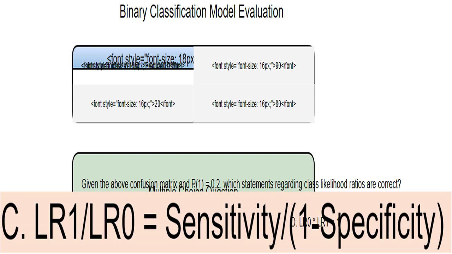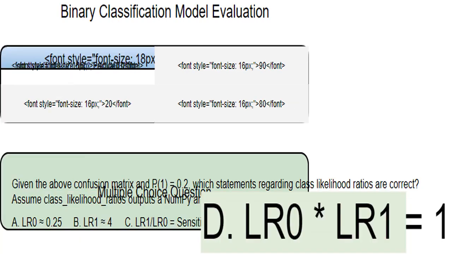Statement C says that the ratio of LR1 to LR0 equals the sensitivity divided by 1 minus the specificity. I'll check this relationship after calculating the required values. Statement D states that the product of LR0 and LR1 equals 1. I'll compute LR0 and LR1 to verify this.